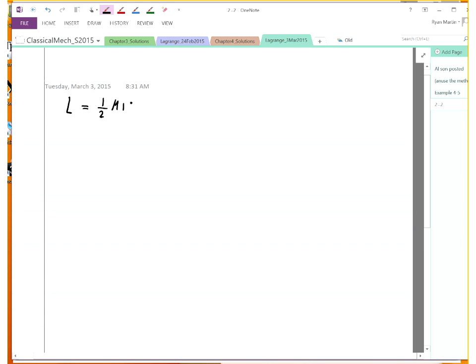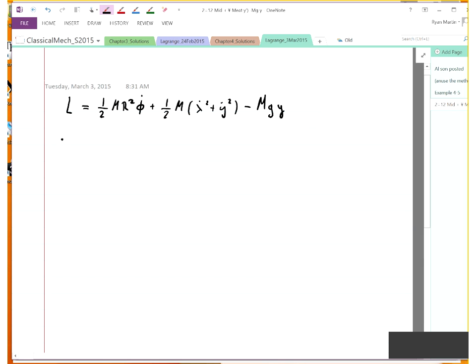Alright, so the Lagrangian for the system in terms of our generalized coordinates is kinetic energy, which was a half capital M capital R squared phi dot squared, plus a half m times x dot squared plus y dot squared for the translational kinetic energy, and then minus mgy. Remember now we're using 2 additional degrees of freedom, so we need to build a modified Lagrangian that includes the terms with the Lagrange multipliers.